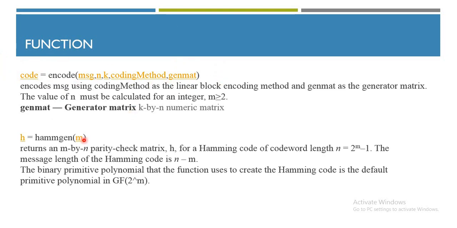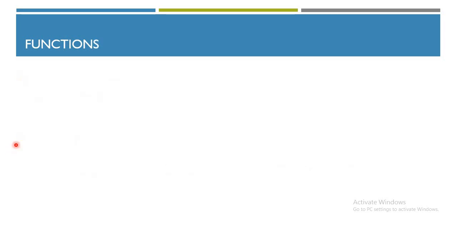Now H equals hammgen(m). This hammgen function is for generating the parity check matrix. So if the value of m is equal to 3, it will generate the parity check matrix of size 3, and the length of the Hamming code is 2 to the power m minus 1. So this is the function which is used for generating the parity check matrix, and here H indicates the value of the parity check matrix.